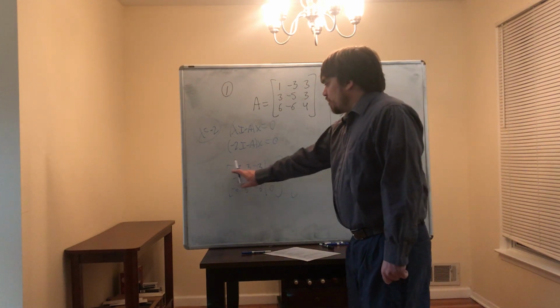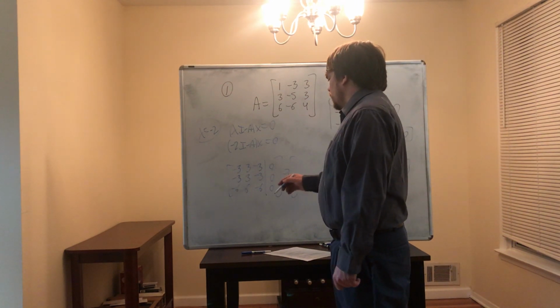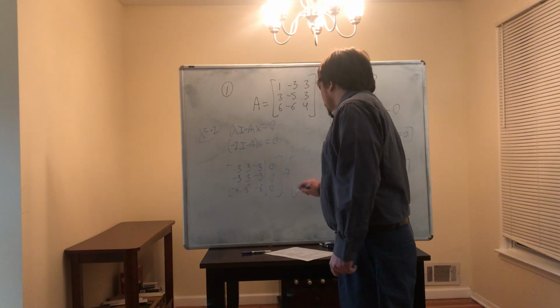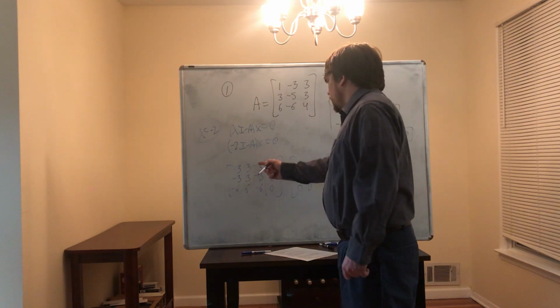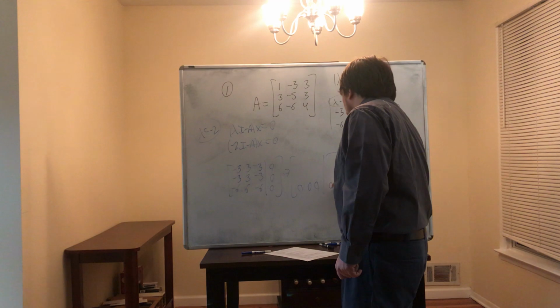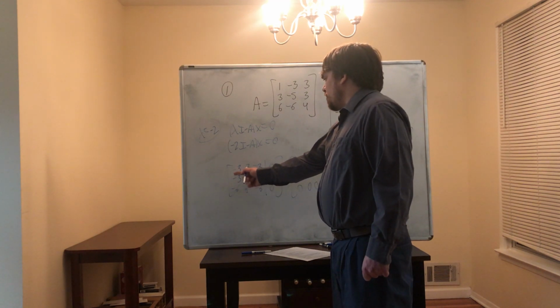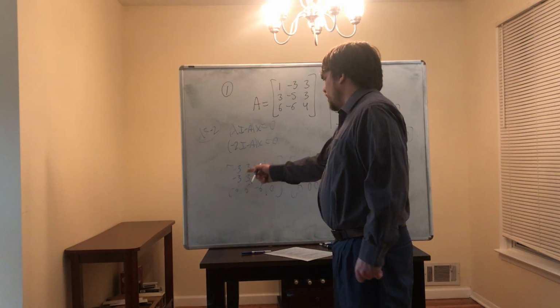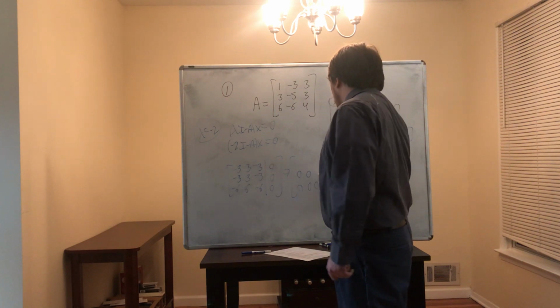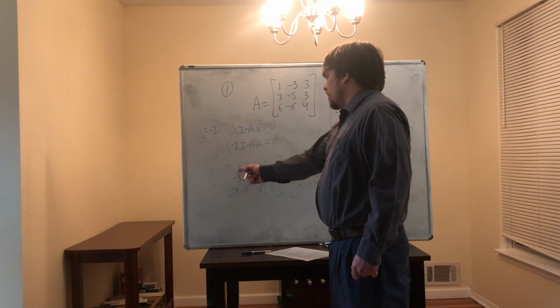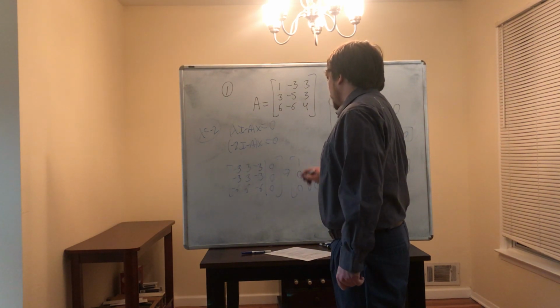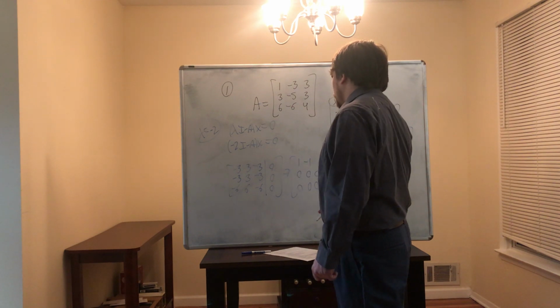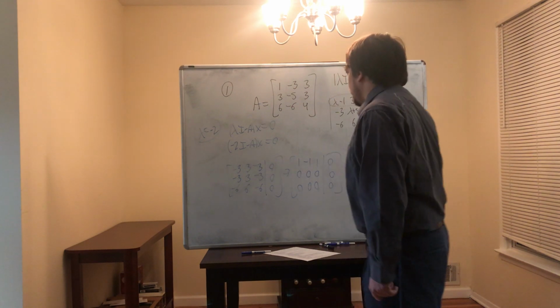Okay, so I'm going to take -2 times this row to get to that one. And so I'm going to get 0 here, 0 here, 0 there, and 0 here. I'm going to take -1 times this row and add to that one. I'm going to get 0 here, 0 here, 0 there, and 0 there. And I'm going to take this row and multiply it by -1/3. I'm going to get 1, -1, 1, 0.